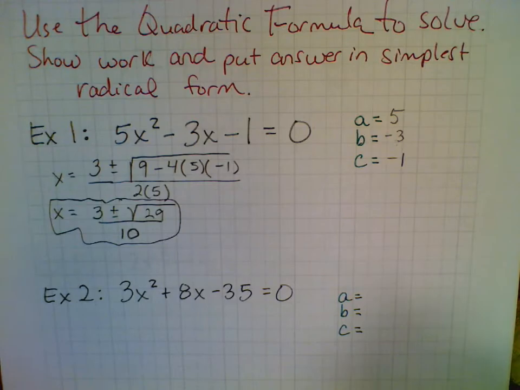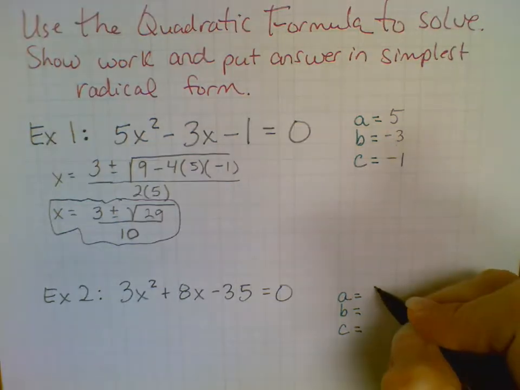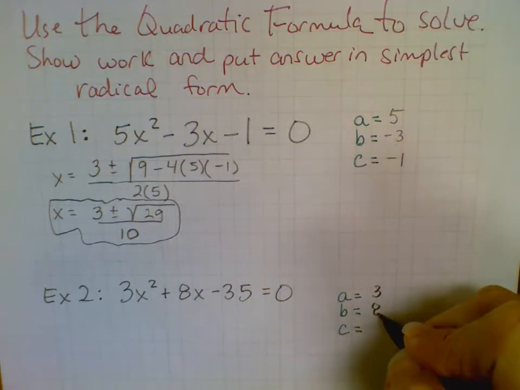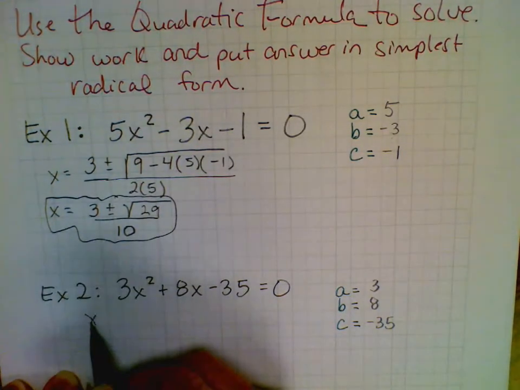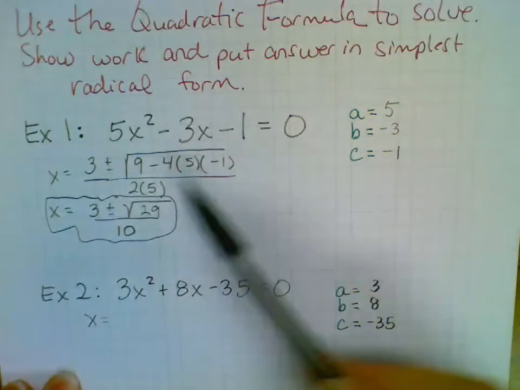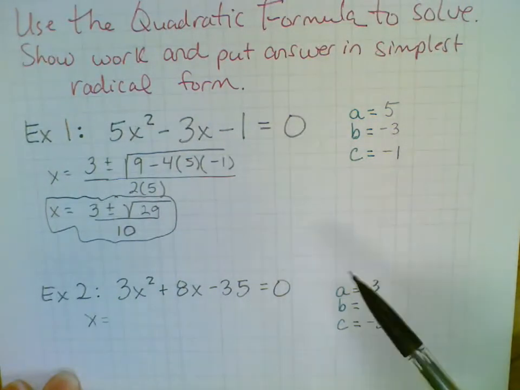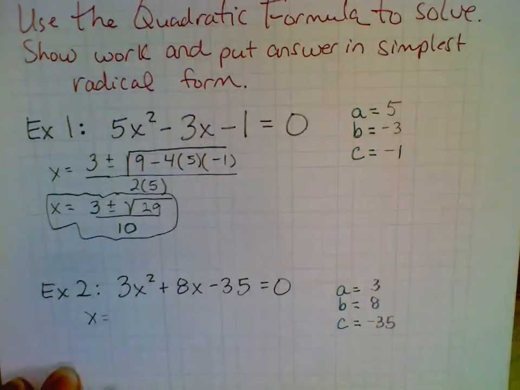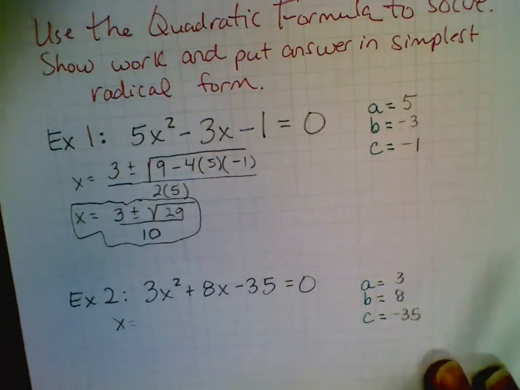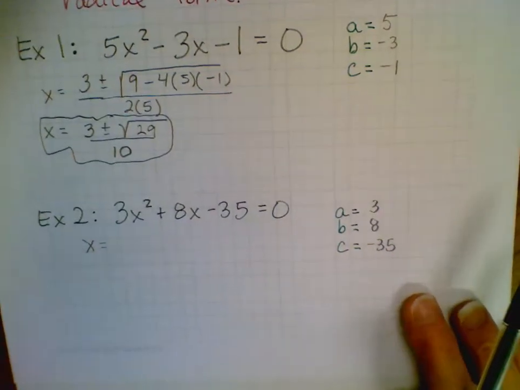Okay, so let's move on to number 2. So A is 3, B is 8, and C is -35. So let's plug it into the formula. The nice thing about the quadratic formula is just get it in standard form, have it set equal to 0. You don't need to worry about what the A value is. You just plug it in and then simplify.